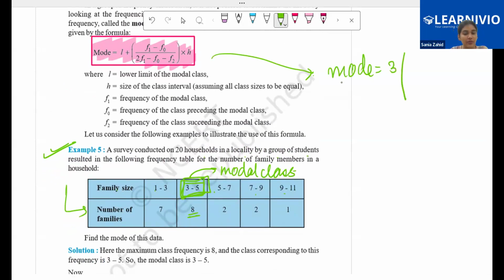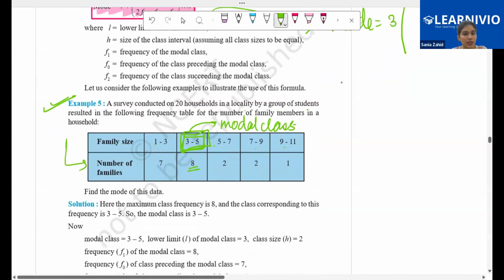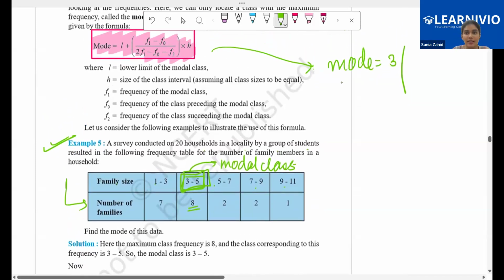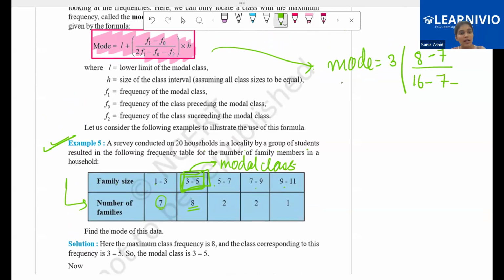Then what is F1? F1 is basically the frequency of this modal class only. So it is 8. The frequency of the modal class is 8. 8 minus, what is F0? F0 is the preceding frequency, that means the frequency of the class just below the modal class. So that means 7. So you do 8 minus 7, divided by twice of F1, that means twice of 8, 16, minus again F0, 7, and minus F2. What is F2? The frequency of the class just above the modal class. So that means 2.